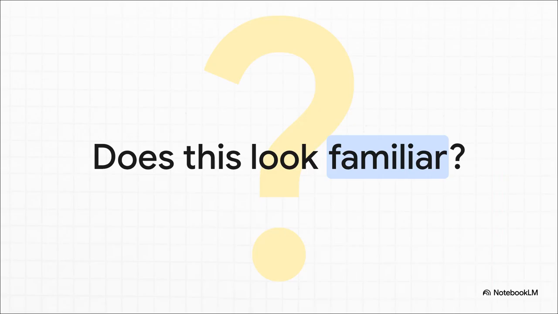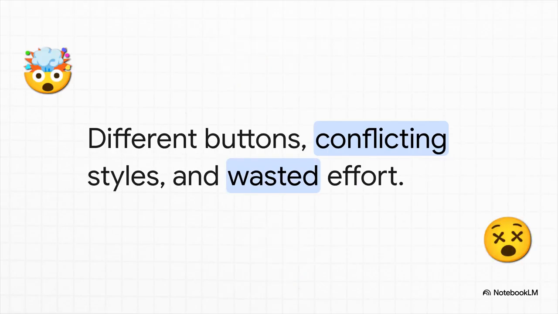So, does this whole scene ring a bell? You've got multiple teams, they're all working super hard, but somehow the end result feels, well, a little disjointed. One team's button looks just slightly different from another's. The spacing is off on one screen, but it's perfect on the next. It's a super common story in product development. This is what you might call the crisis of inconsistency.